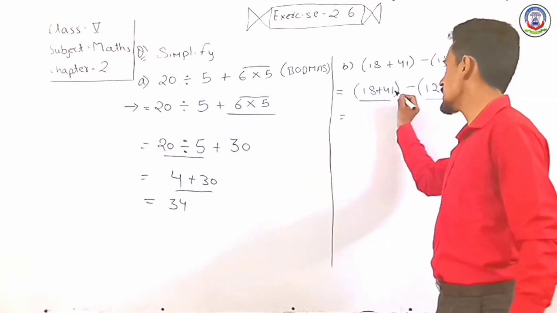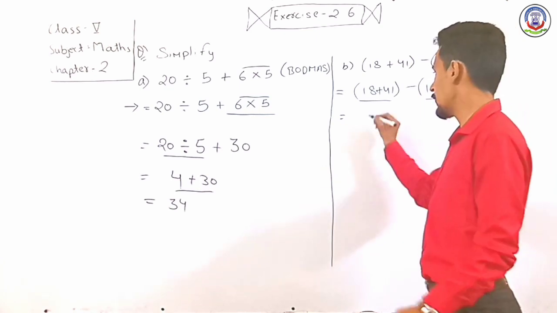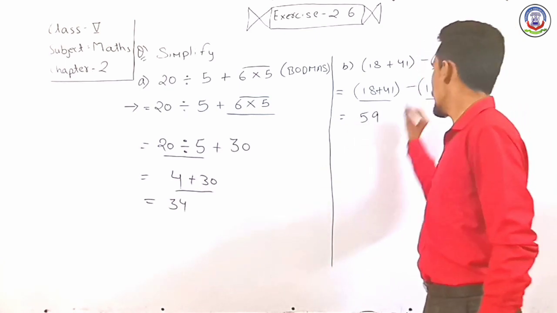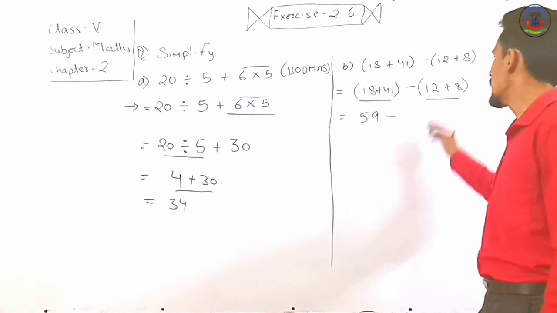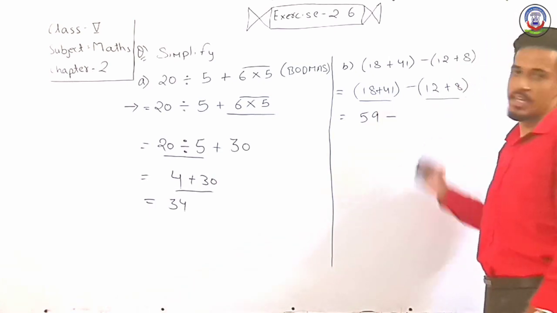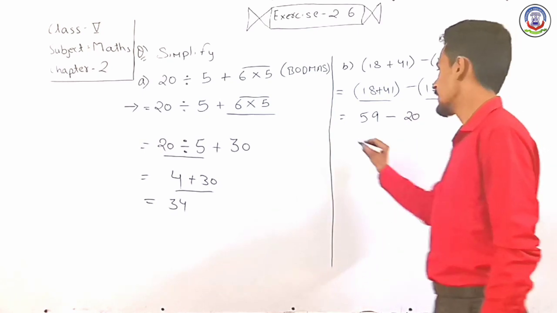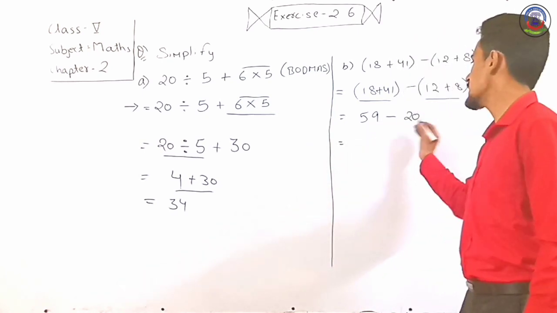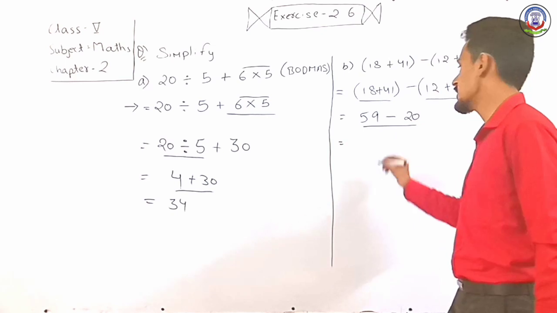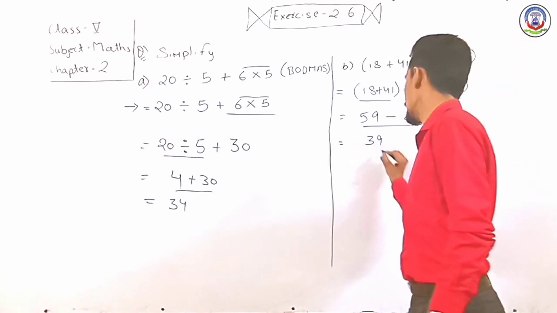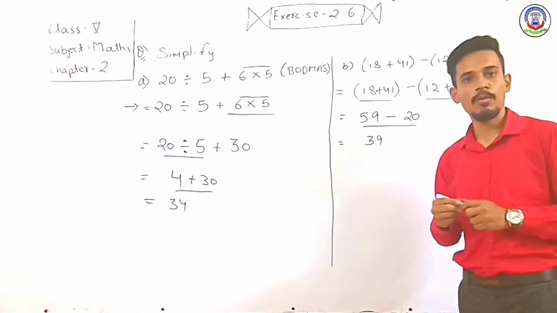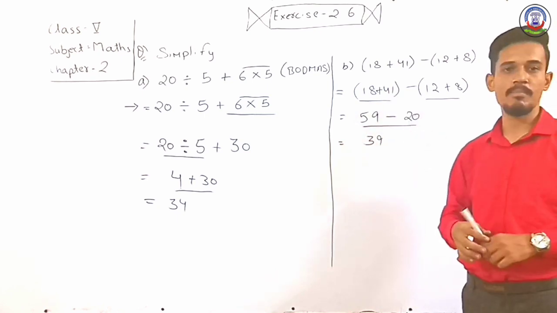Now 18 plus 41 is 59, and the subtraction stays as it is, and next we have 12 plus 8, which is 20, so we write 20. Now 59 subtraction 20 is 39. So this is the simplification of this sum. Okay.